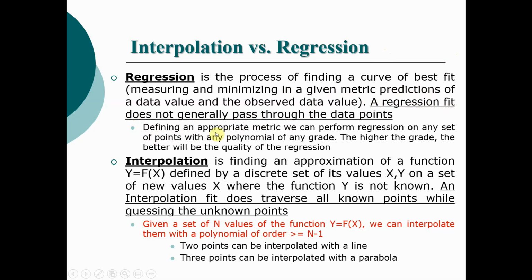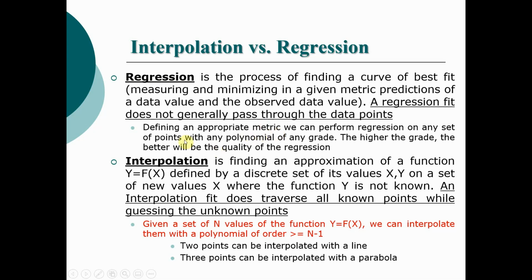Define an appropriate metric, and we can perform regression on any set of points with any polynomial of any grade, right? So this is what we're going to use for curve fitting. This is the regression, right? That's why when we find the function, it does not necessarily go through any of our data points. It estimates or approximates the behavior of our data points using an approximate metric, using a criteria. Our criteria is usually the least square criteria.